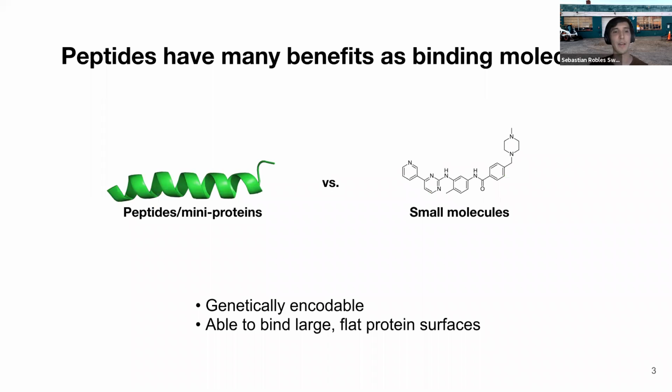So the Keating lab has a long history of studying and designing peptide molecules, so you could argue that we're a little biased. But in general, I think that peptides have a lot of benefits as binding molecules. In comparison to small molecules, peptides are genetically encodable. This means they can be developed and refined by directed evolution, and also that anything with ribosomes can be used to produce them. They're also better suited for binding protein surfaces, mostly because those are quite large and flat, and it's difficult for small molecules to wedge their way in there and bind selectively.